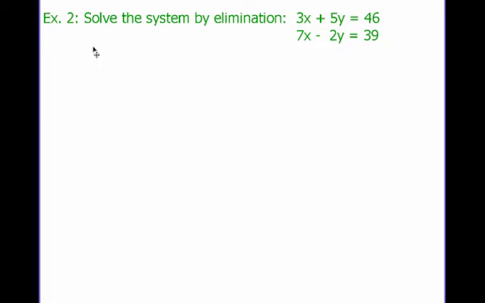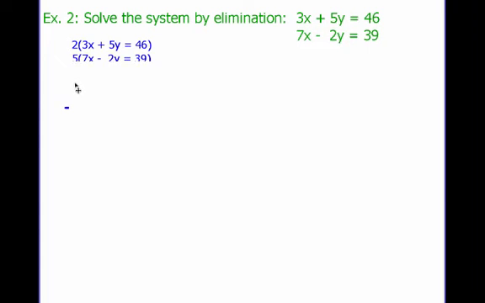Example 2 says solve this system by elimination. Now if we look here, we're going to need to do some multiplying. 3 and 7, 5 and 2. Well, there's nothing really pretty about this. 7 isn't a multiple of 3, 2 isn't a multiple of 5. It's not going to be really easy for me to do this. I'm in fact going to have to multiply both of my equations by a number.